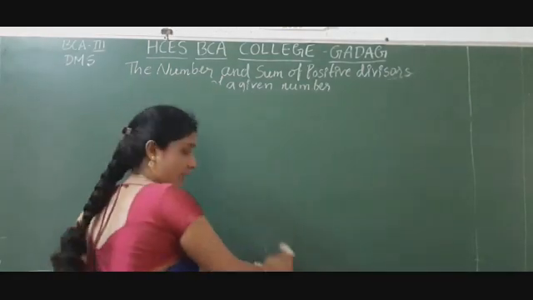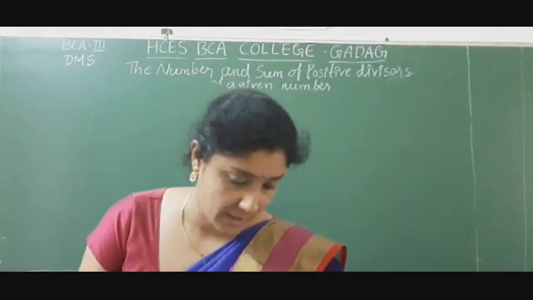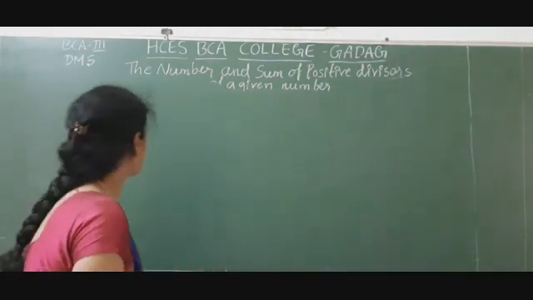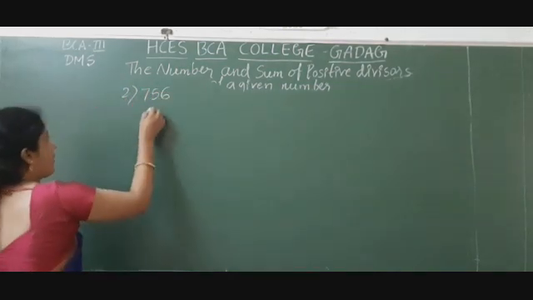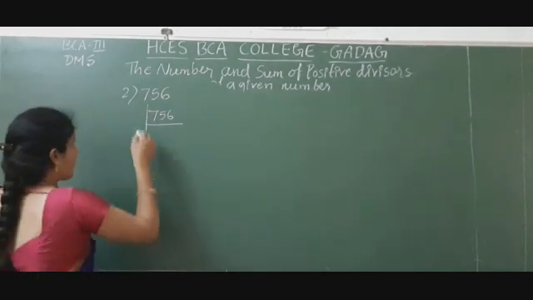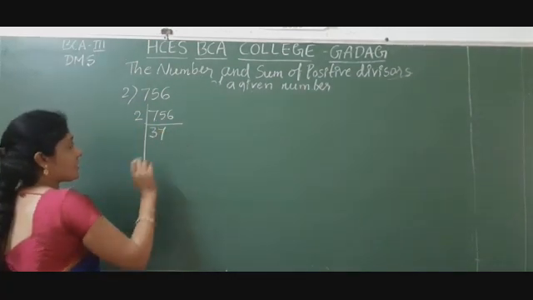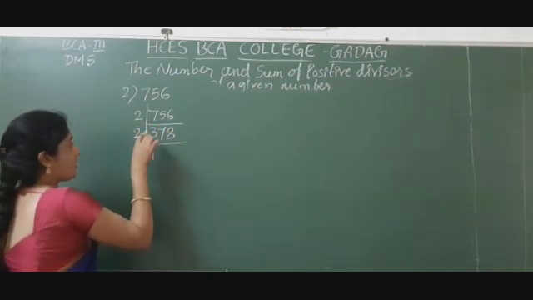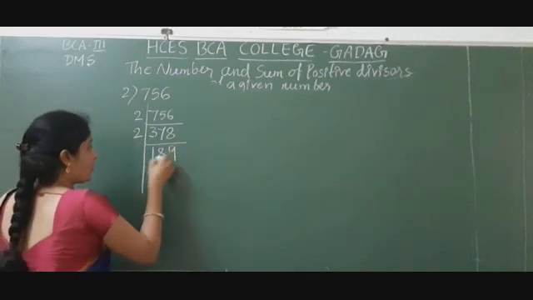Now, let us take another number, that is 756. So, the second number is 756. Okay. Now, let us divide the number first. As usual, we have to divide it by 2 first. So, 2 3s are 6, 1 remains, 15. 2 7s are 14, again 1 remains, 16, 2 8s are 16. Next, 2 1s are 2, 1 remains, 17, 2 8s are 16, 1 remains, 18, 2 9s are 18.